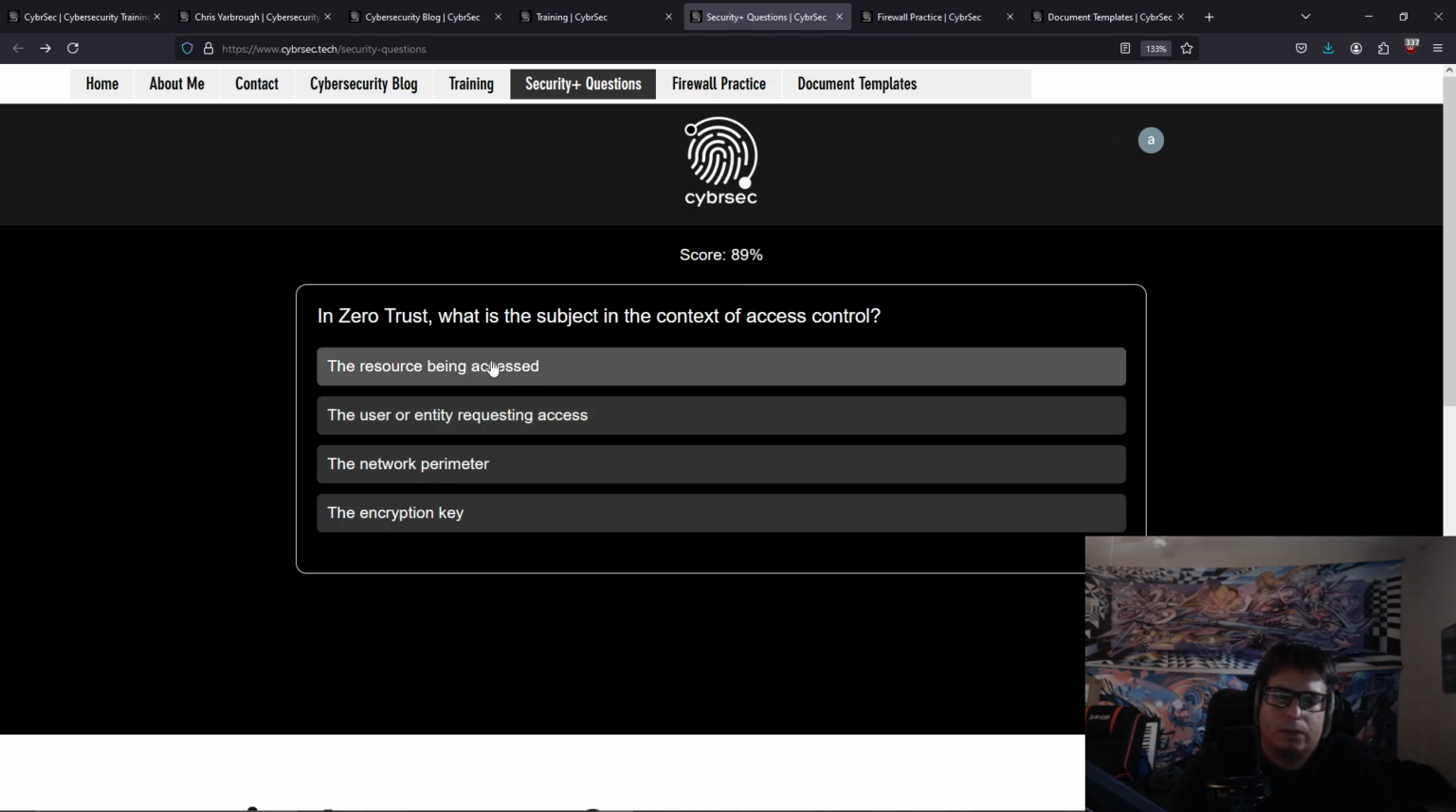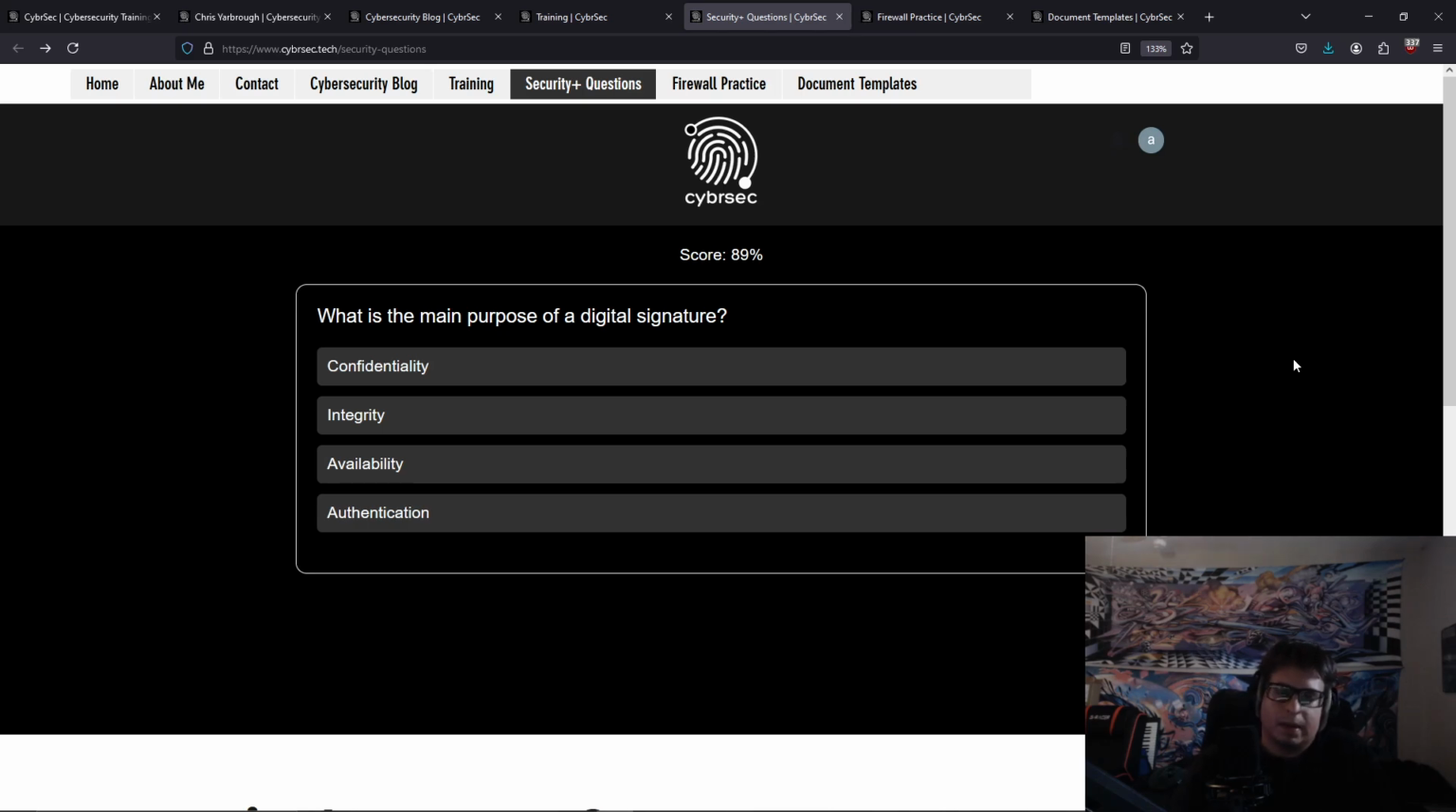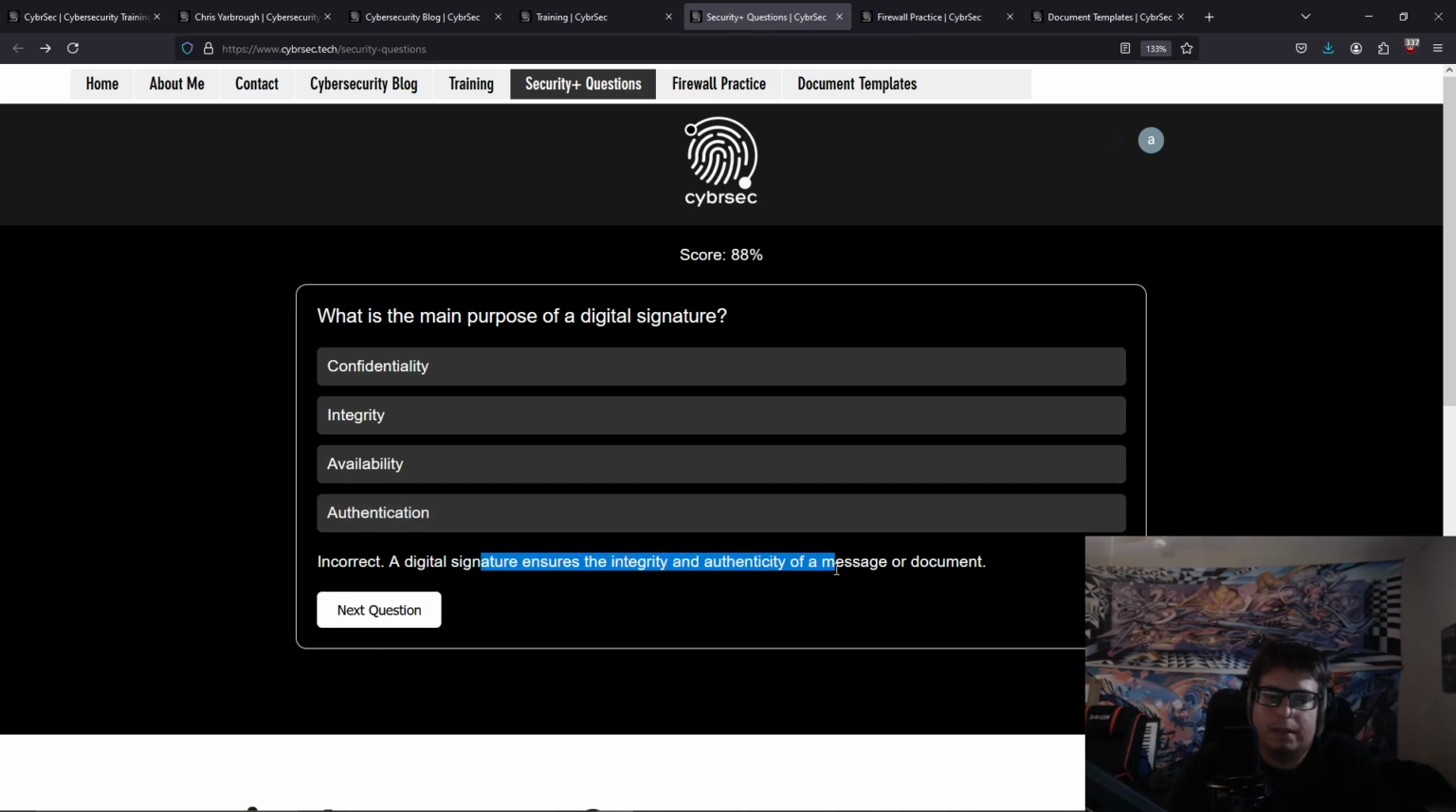One of these do. That one. Nope. That one. So close. What is the main purpose of a digital signature? Authentication. Nope. Integrity.